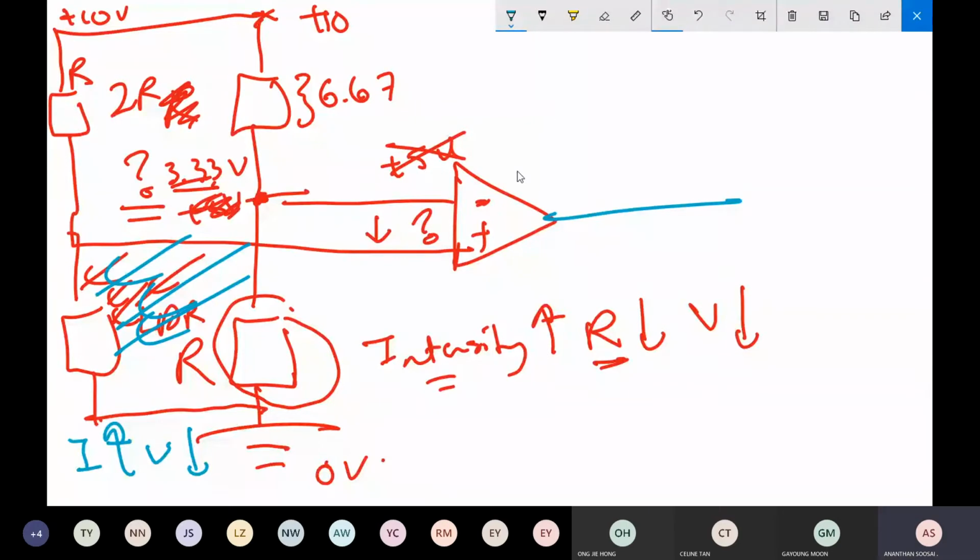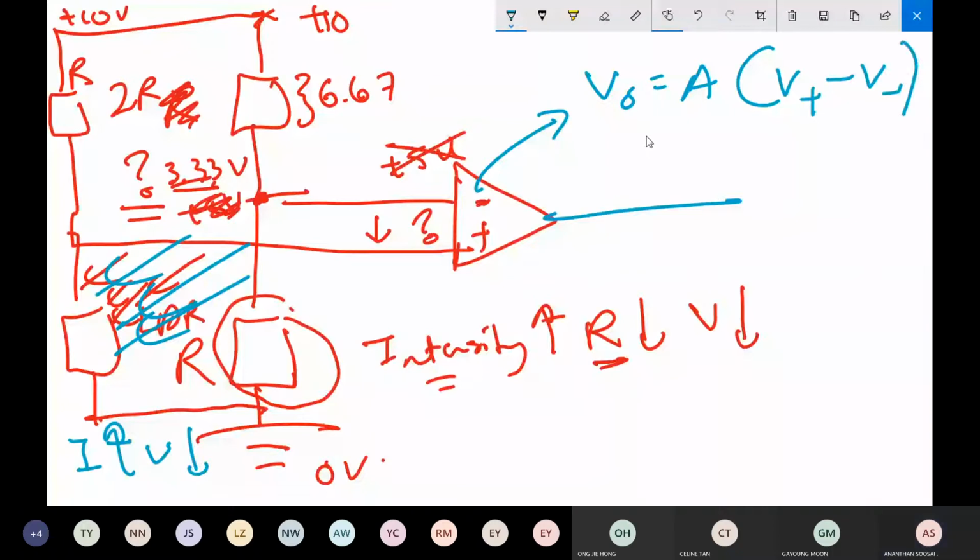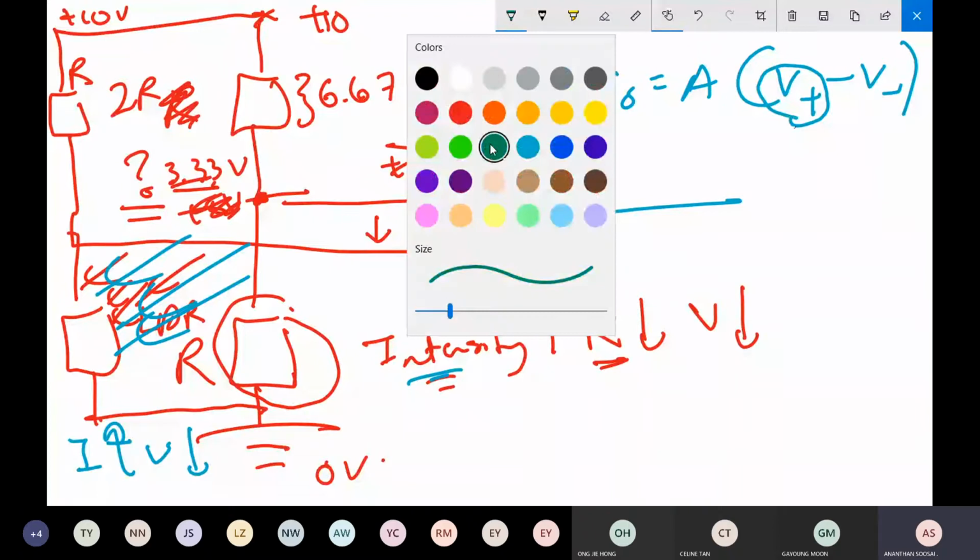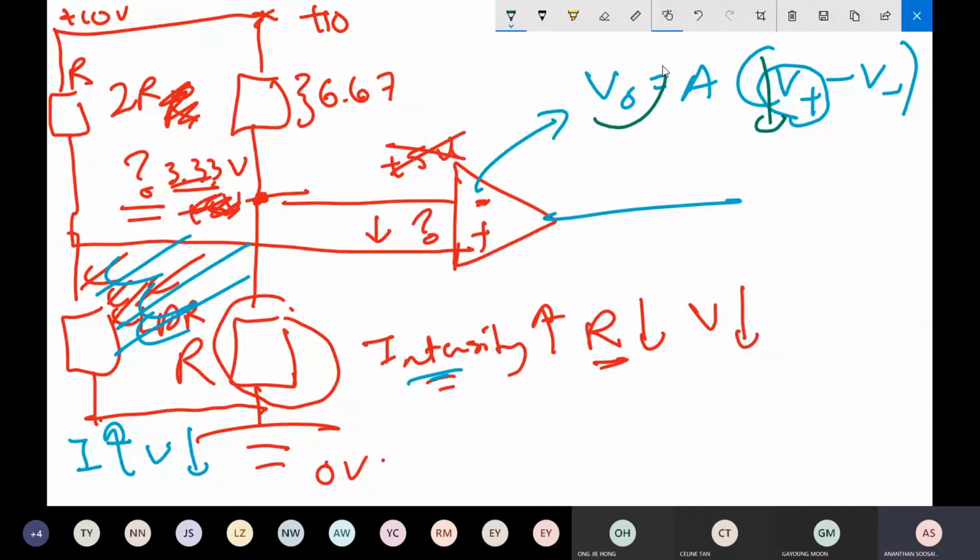What is the formula followed by the op amp? The output voltage is equal to the gain times V plus minus V negative. Okay, so tell me, when the LDR light intensity is high, resistance of the LDR drops, voltage drops, that means V plus is dropping. What happened to the V output? V output will be positive or negative, most likely? Negative. So the output turns negative.